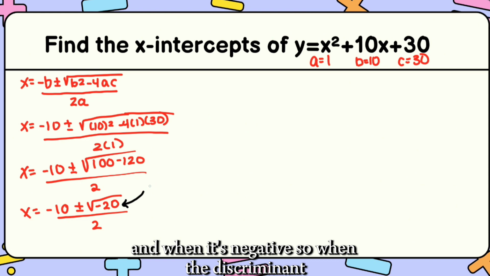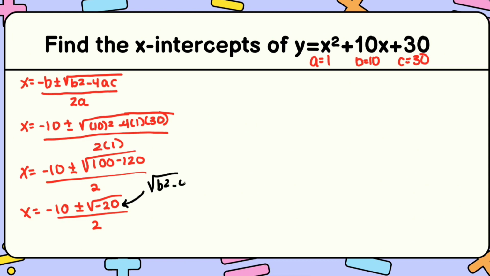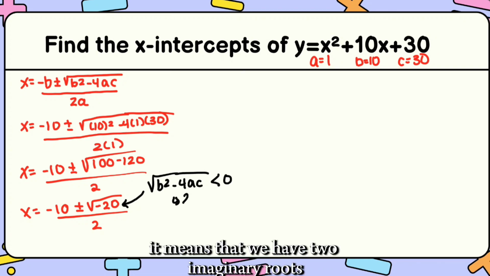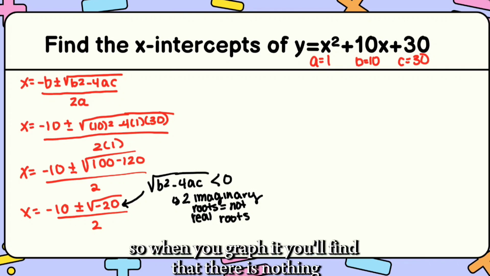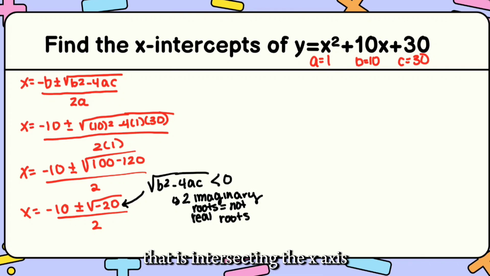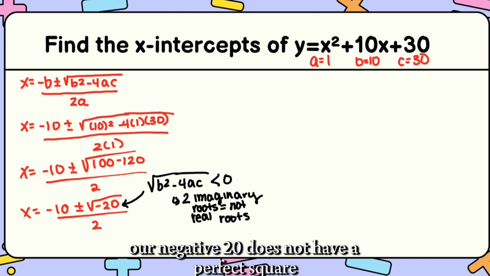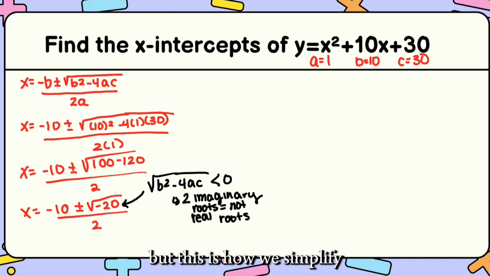And when it's negative, so when the discriminant is less than 0, it means that we have two imaginary roots which are not real roots. So when you graph it, you'll find that there is nothing that is intersecting the x-axis. So let's continue solving and I'll show you how to solve. So in this case, our -20 does not have a perfect square, but this is how we simplify it.